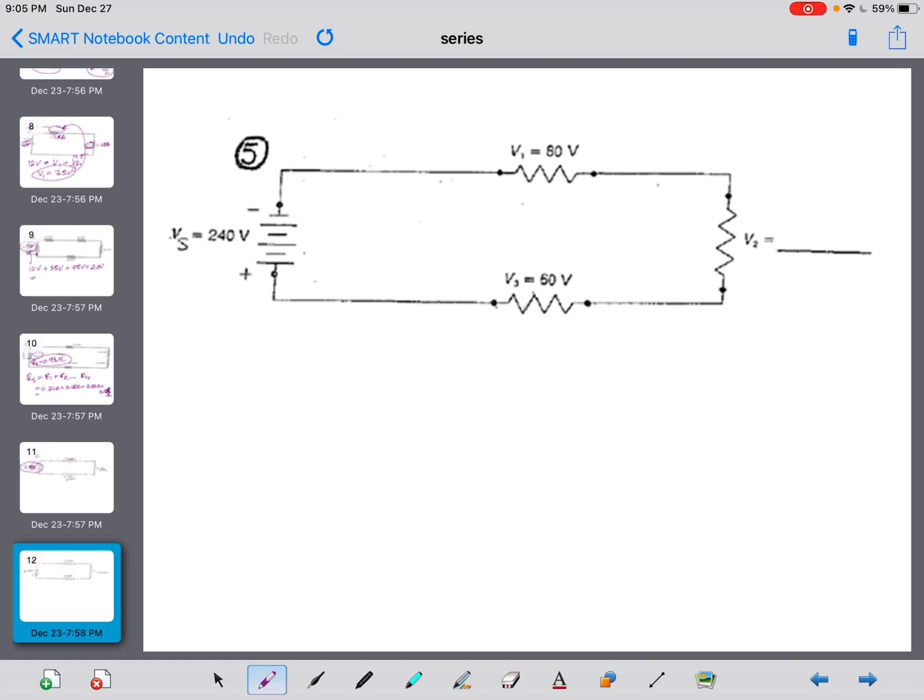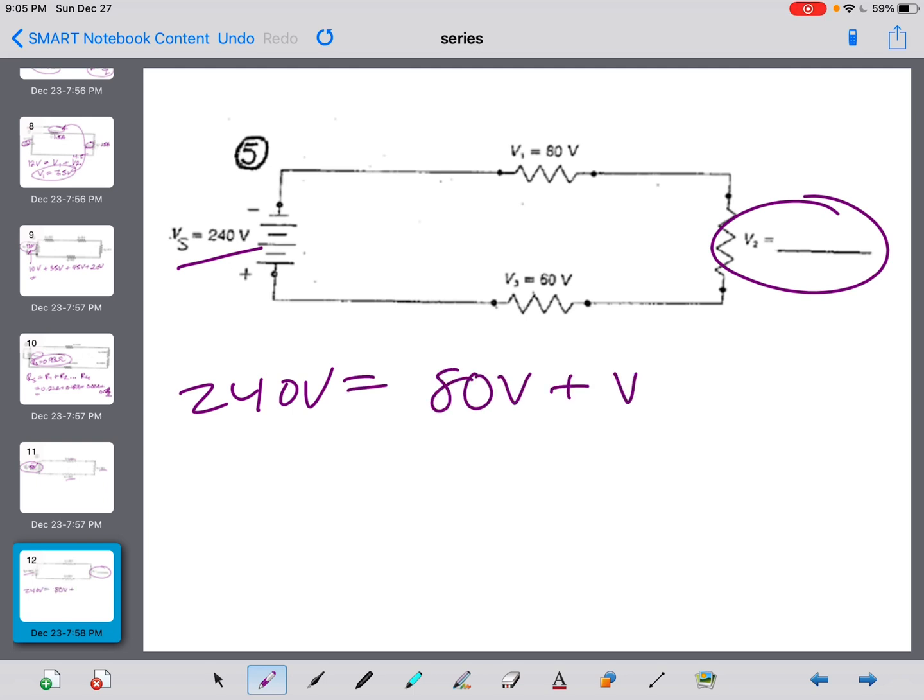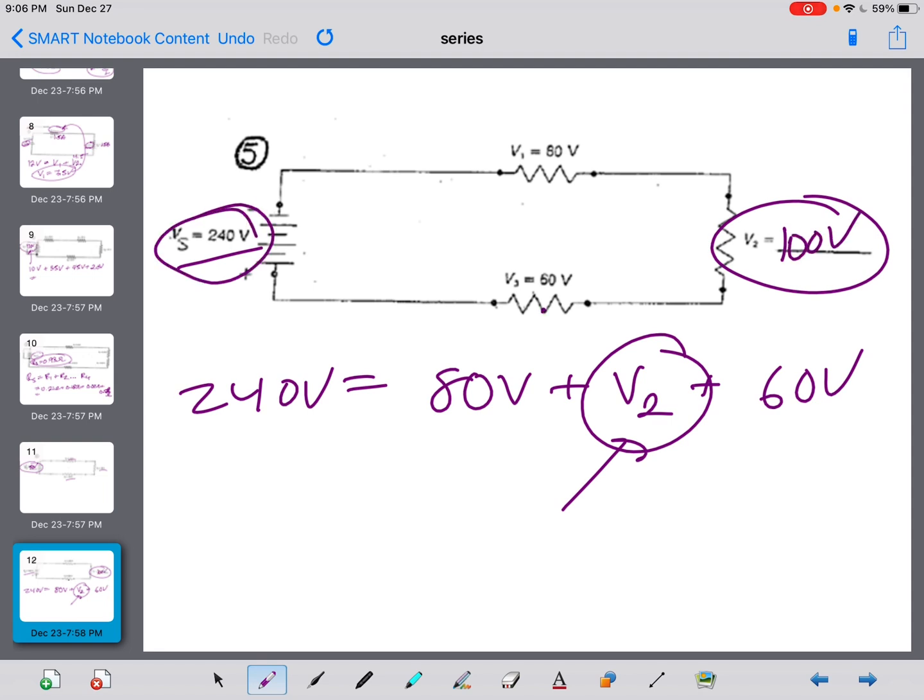And then for the last one, we have one value that is missing. I'll let you pause the video and give this a try. Okay, so we have the total voltage, right? So we know that that's going to be 80 volts plus whatever V2 was plus 60 volts. So to figure out V2, you have to subtract 80 and 60 from 240, which ends up being 100 volts. So 80 plus 100 plus 60 gives you 240.